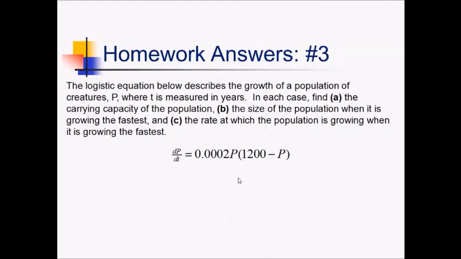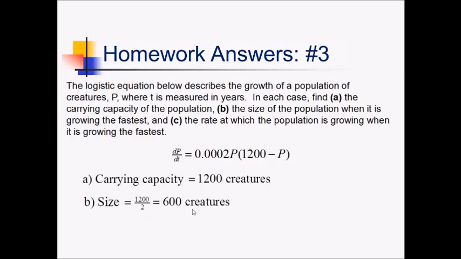For this problem, we want to know the carrying capacity, size of the population when this is growing fastest, and the rate at which it's growing when growing the fastest for this logistic equation describing some creatures growing. So let's start off with our carrying capacity. That's just going to be, since this is in k p times m minus p form, this m value here, 1,200 creatures. Population is growing the fastest at half of that level there, so 1,200 over 2, or 600 creatures.